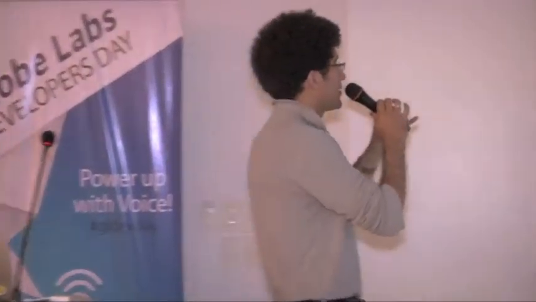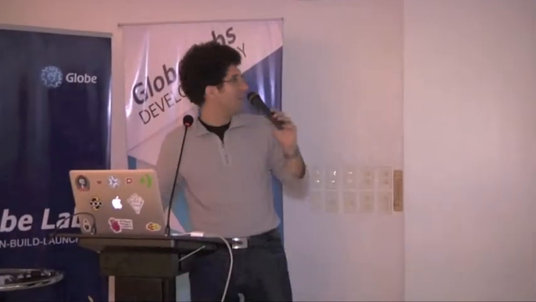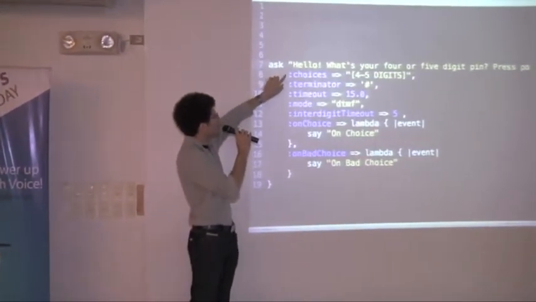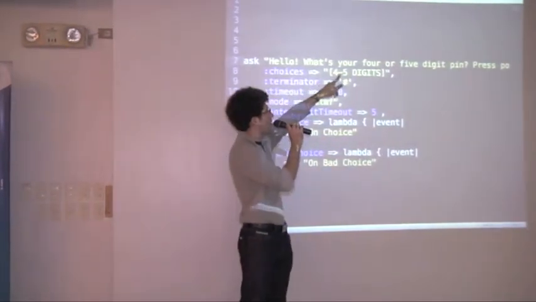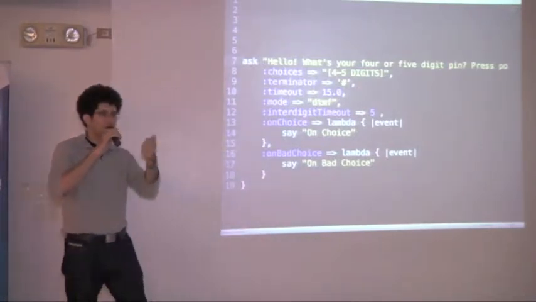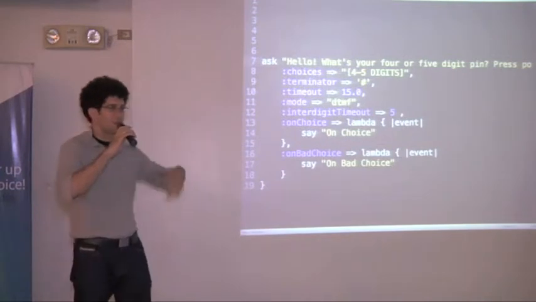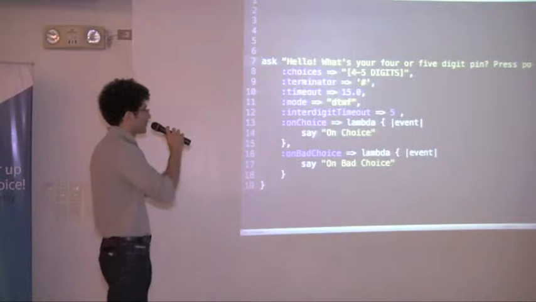Here I'm telling Tropo the possible, acceptable choices are 4 or 5 digits. So we're asking the caller to, either using the keypad, say 1, 2, 3, 4, or using their voice, they'll just say 1, 2, 3, 4. So I could use either of those things for input.